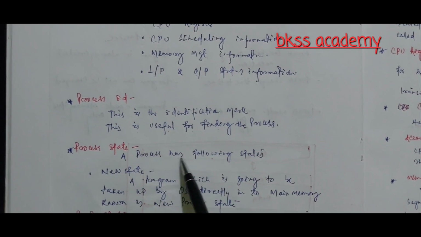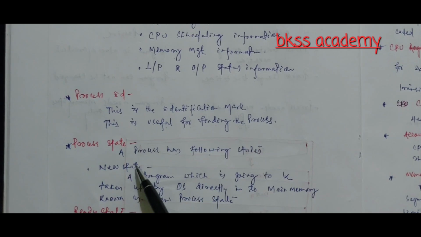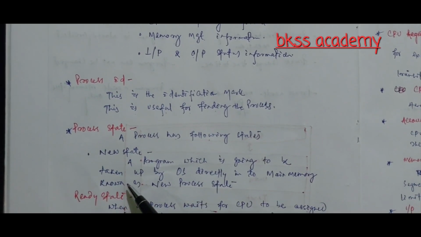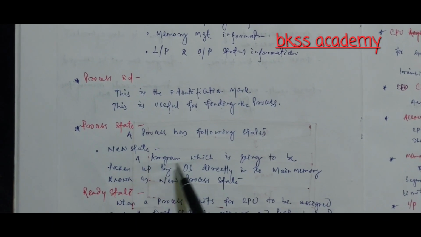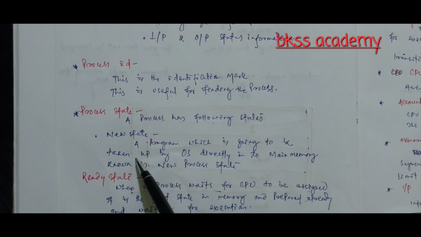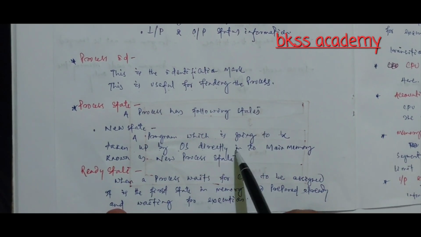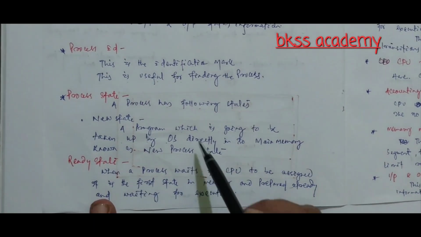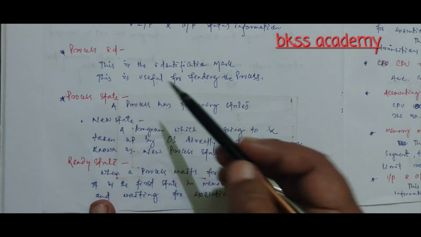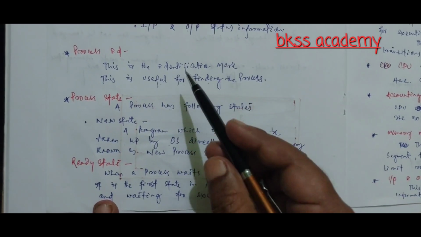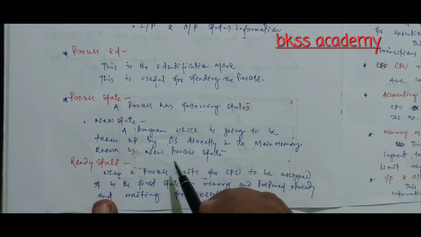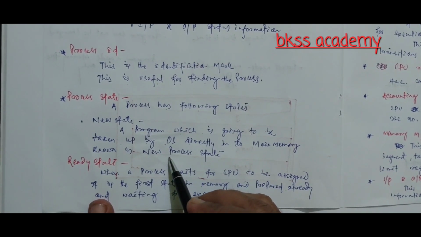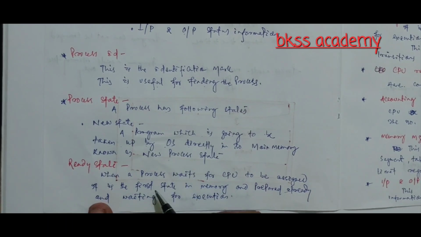Process state: a process has the following states, that is new state, ready state, running state, waiting state and terminated state. New state: a program which is going to be taken up by the operating system directly into the main memory is known as a new process state. That process will be called a new process.